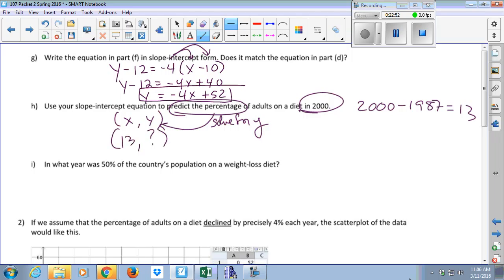To find y, we simply go to our equation and substitute for x its value, and we get y equals negative 52 plus 52, which is 0. So what do you think about that model?